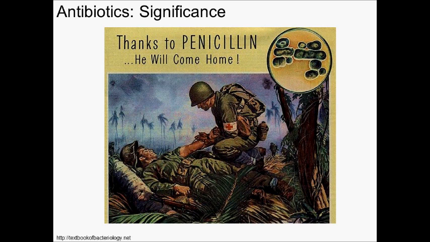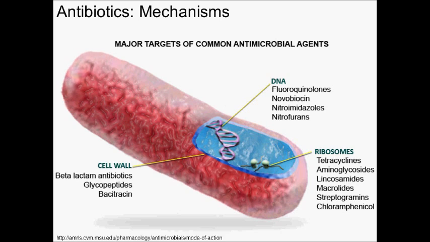So penicillin was the first antibiotic. Now there are many, probably on the order of 100 or so, and they vary in their mechanism of action, how they affect the cell. This slide shows some major targets of common antimicrobial agents, and you can see that they can affect various functions of the cell, including the cell wall, either breaking up the cell wall or preventing the synthesis of the cell wall. They can interfere with DNA replication or with the synthesis of proteins by the ribosomes.